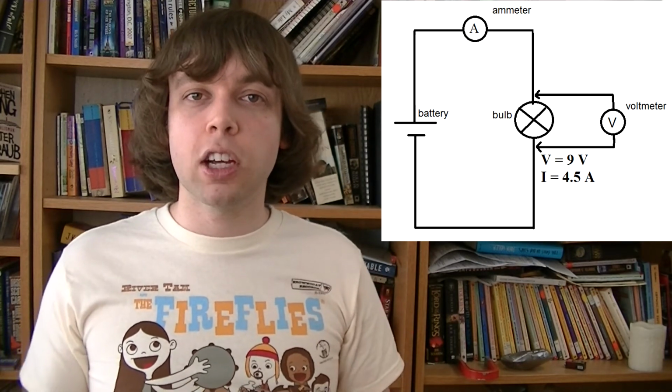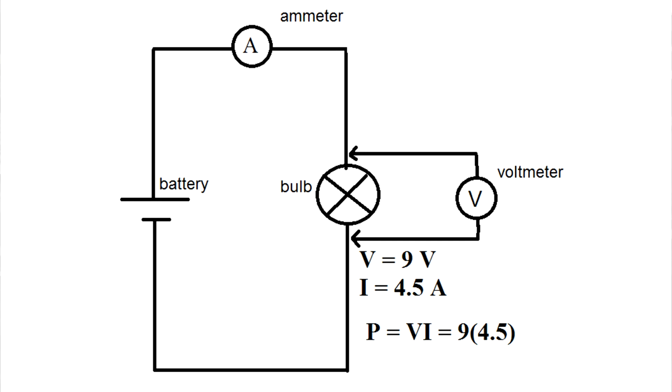To figure out how much power this circuit is using, we'd take the 9 volts and multiply it by the 4.5 amps. And that would give us 40.5 watts of power. In this case, that's the power used by the circuit, but it's also the power used by that bulb, because the bulb is the only thing in the circuit.